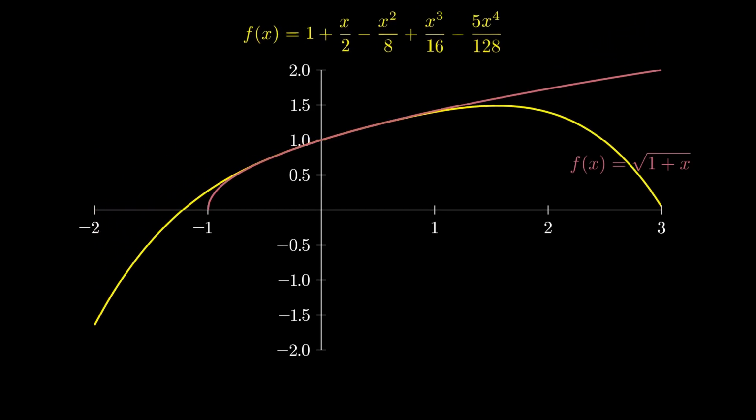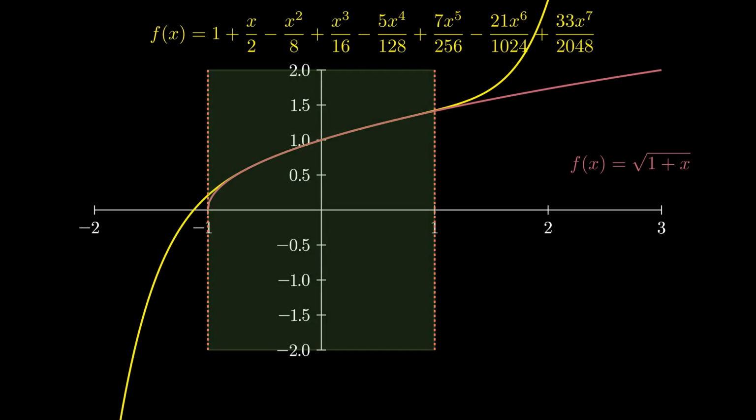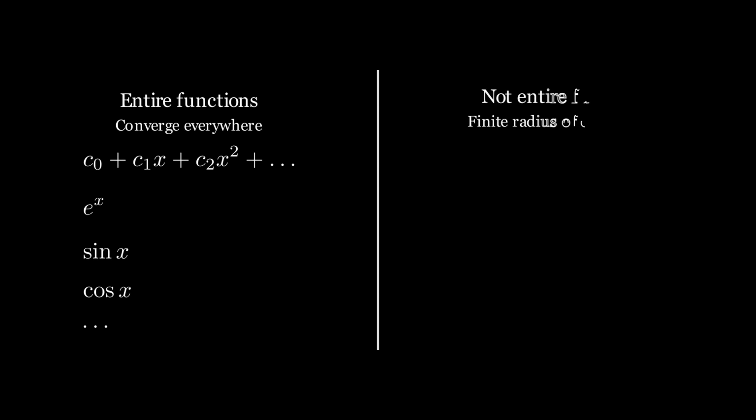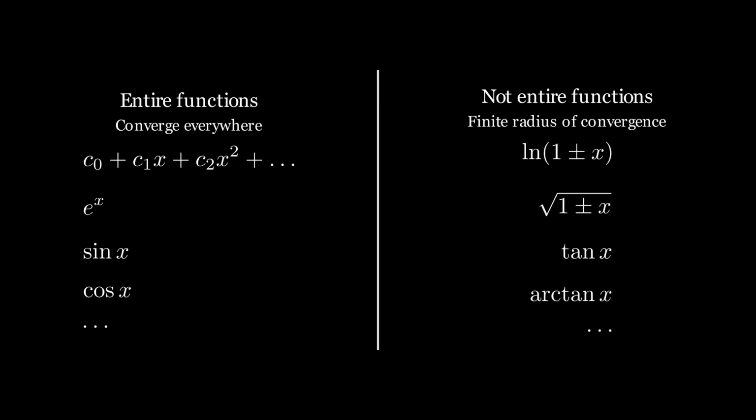Similarly, for the function square root of 1 plus x, the series only works within a certain region, the green region in this graph, and outside that region it actually diverges. There are also special kinds of functions whose radius of convergence is infinite. This simply means that the Taylor series converges for all real values of x. Such functions are called entire. Examples include polynomials, the exponential function, sine, and cosine. On the other hand, functions that are not entire, meaning they have a finite radius of convergence, include, for example, the natural logarithm, square root functions, trigonometric functions like tangent, and their inverses.